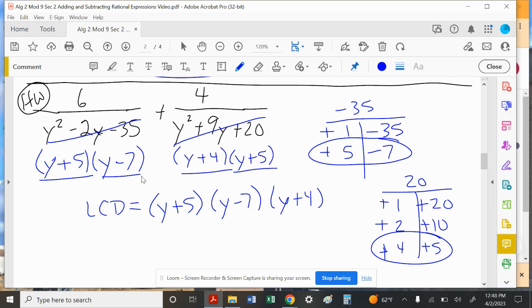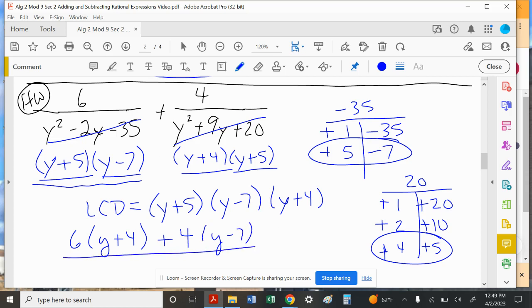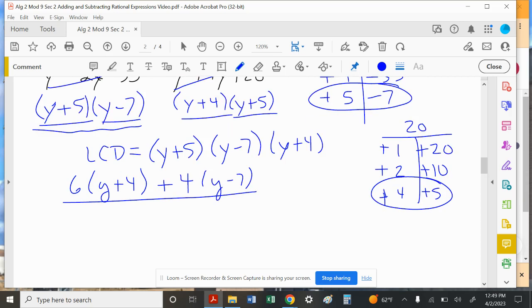Okay, so now, what's missing from this one? So this has a y plus 5, y minus 7. It's missing a y plus 4. So we do 6 times y plus 4 in the numerator. And then plus 4 times, and notice that the other one, y plus 4, y plus 5, is missing a y minus 7. So we're going to multiply the top by y minus 7, whatever's missing. And then it's going to be all over my common denominator, y plus 5, y minus 7, and y plus 4.